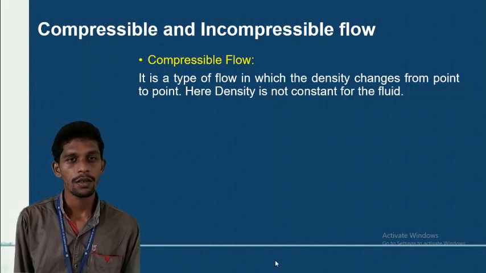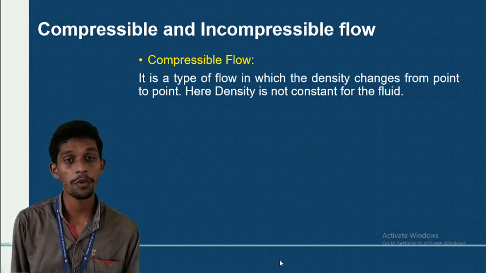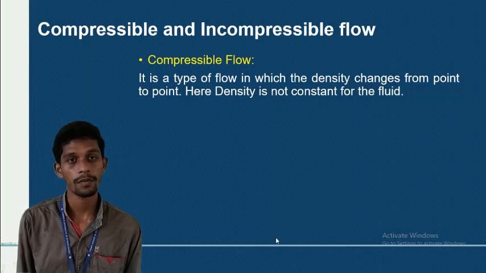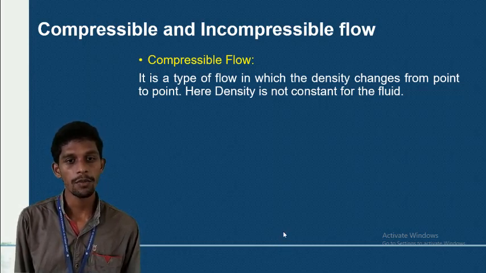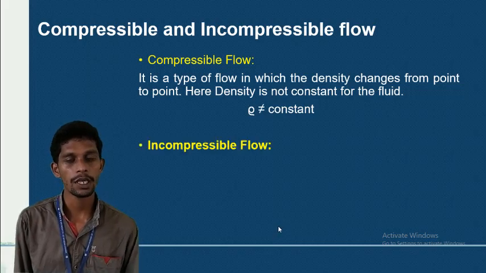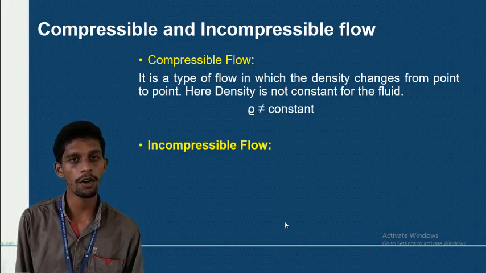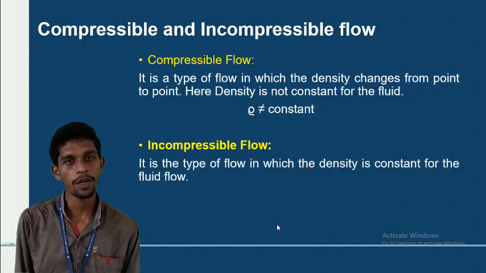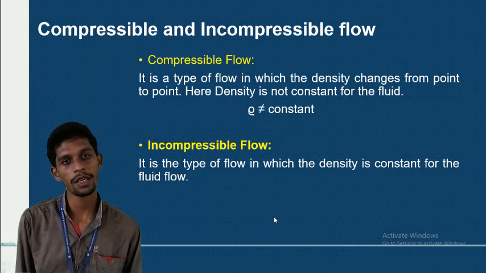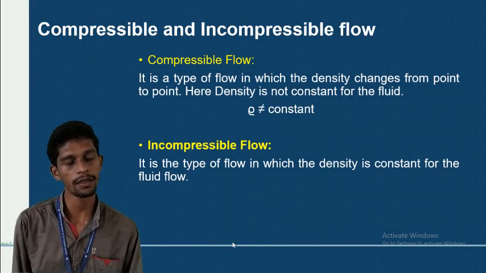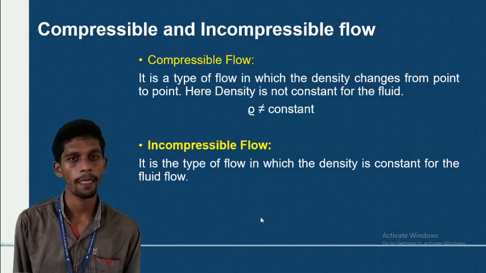Compressible flow is a type of flow in which the density changes from point to point. Here the density is not constant in compressible flow. And what about incompressible flow? In incompressible flow, the density is equal at all points. It is a type of flow in which the density is constant for the entire fluid flow. Wherever you calculate, the density will be the same.